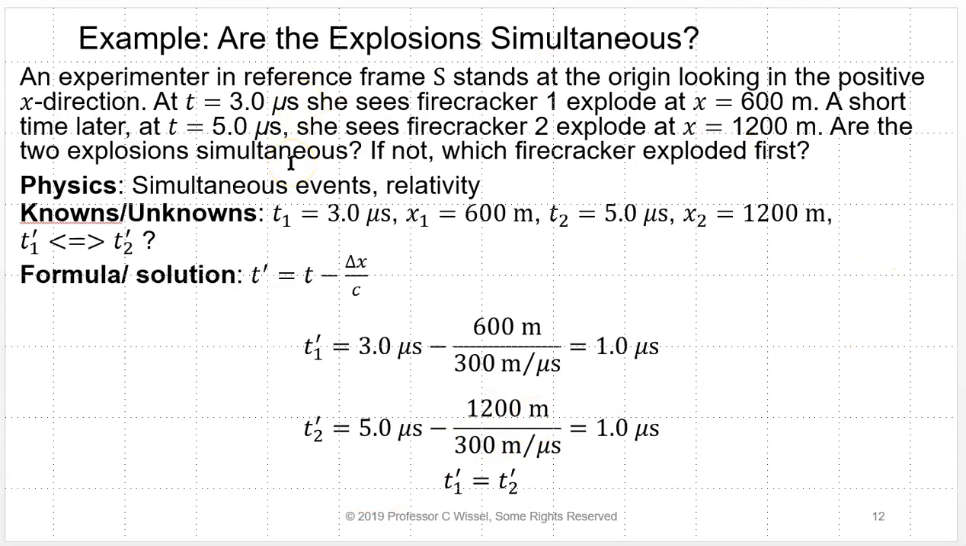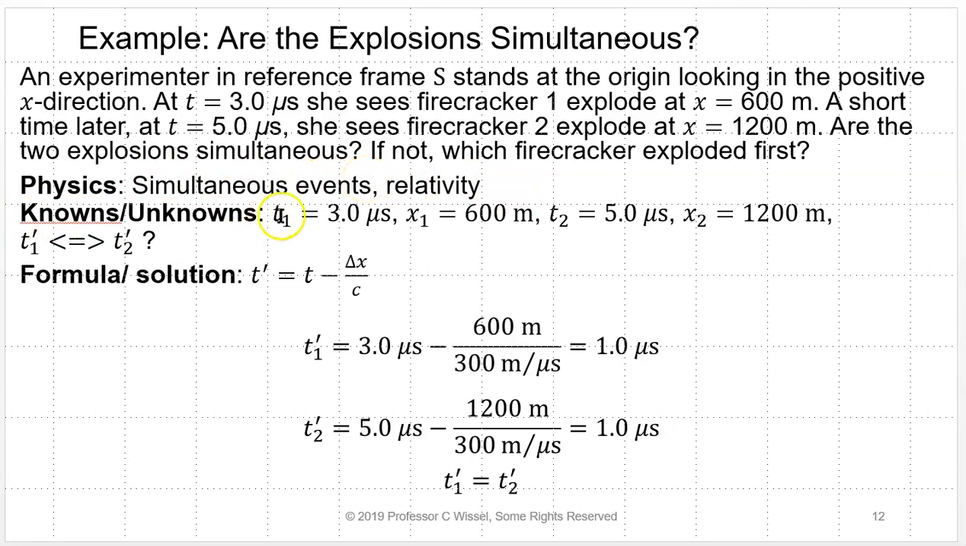Okay, are the explosions simultaneous? An experimenter in reference frame S stands at the origin looking in the positive x direction. At time t equals 3 microseconds, she sees firecracker 1 explode at x equals 600 meters. A short time later, at time t equals 5 microseconds, she sees a second firecracker explode at x equals 1200 meters. Are the two explosions simultaneous? And if not, which one exploded first? The physics of this is simultaneous events and relativity.